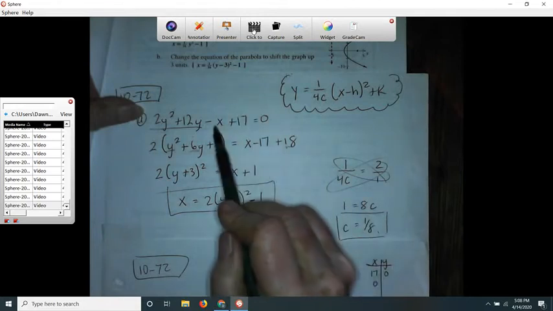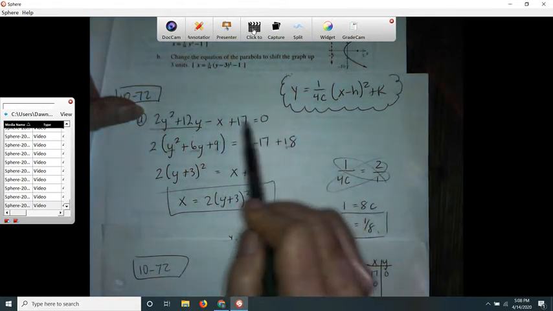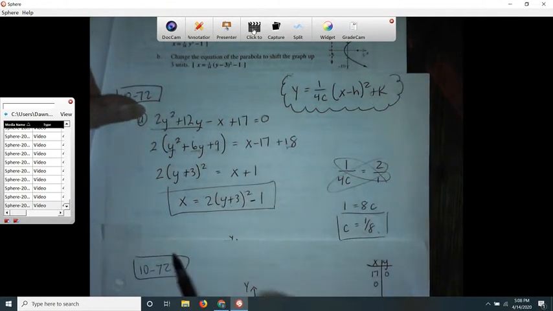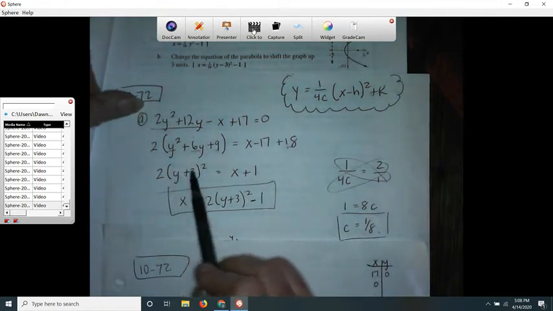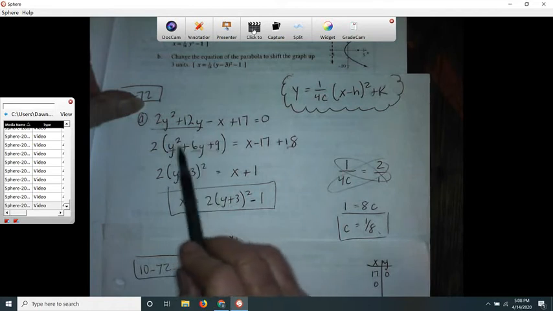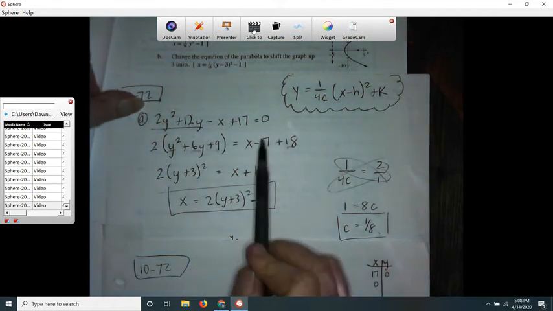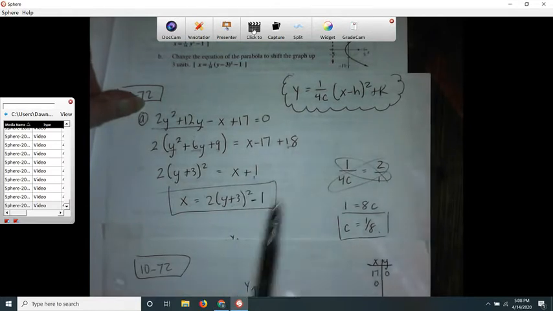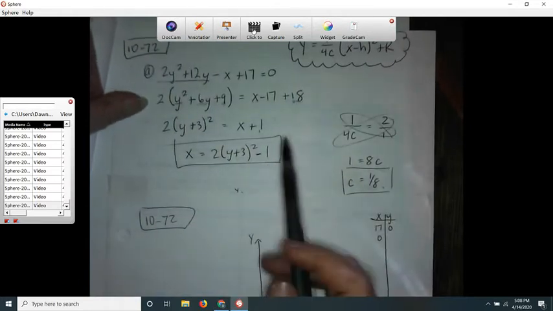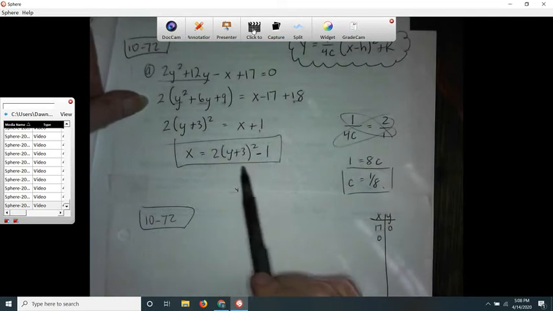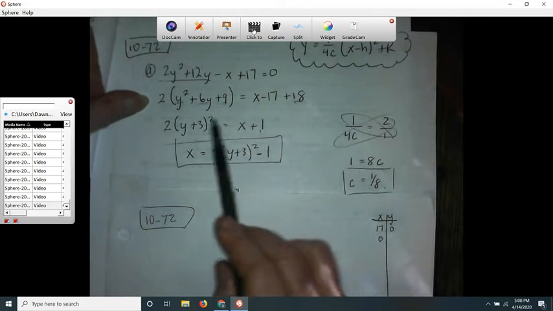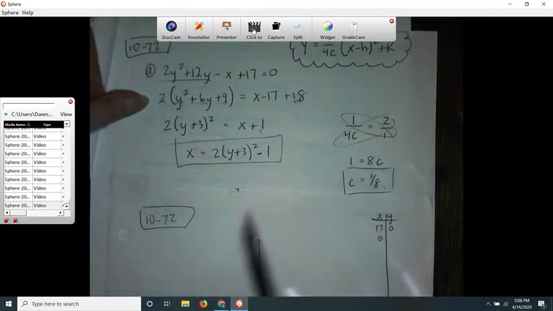Oh, and by the way, I took this little piece right here over to the other side of the equation. So this is the perfect square. This came from just combining like terms. And then I can just solve it for x by subtracting 1 on both sides. Or you can leave it like this, because they seem to like it that way.